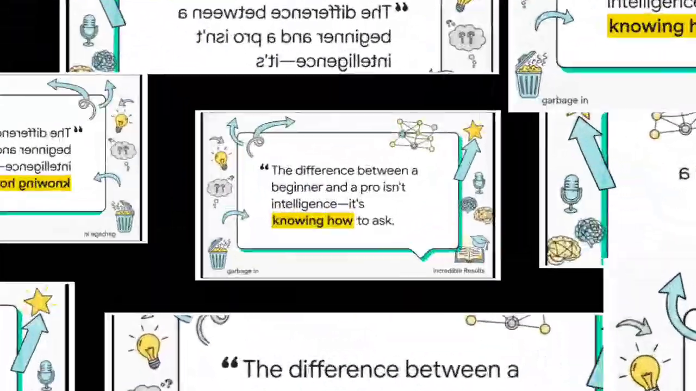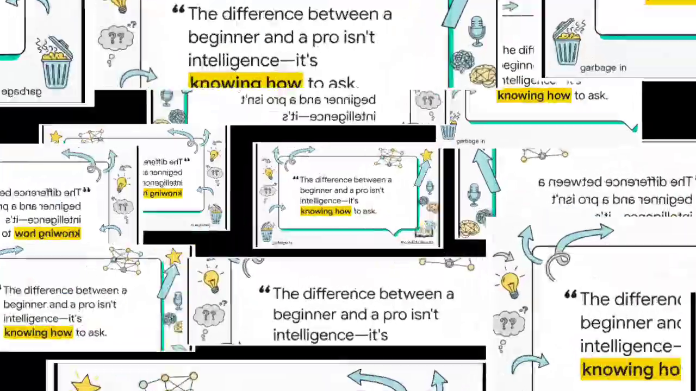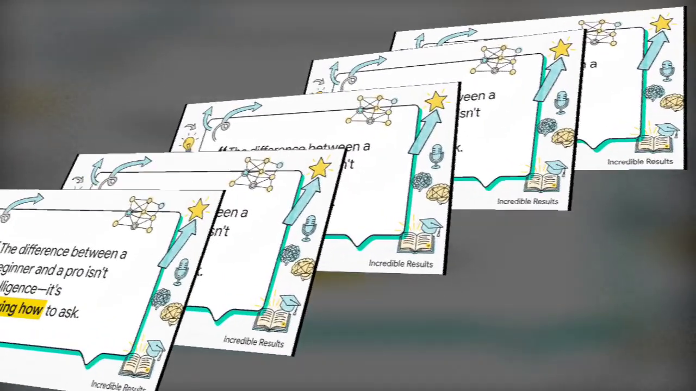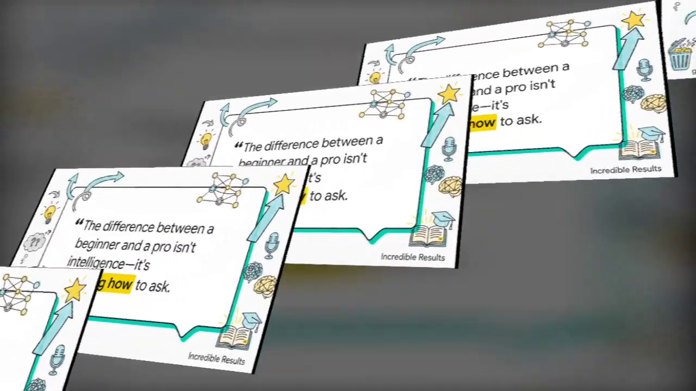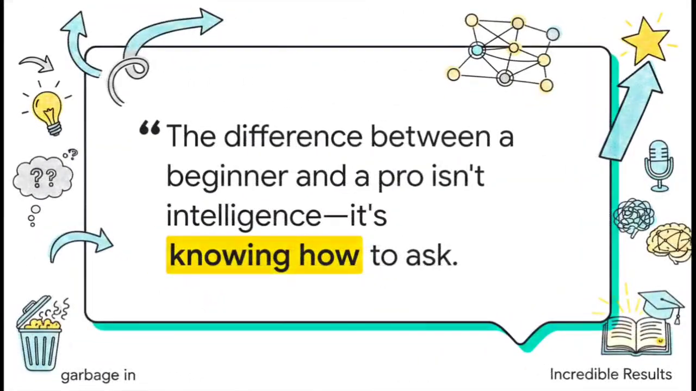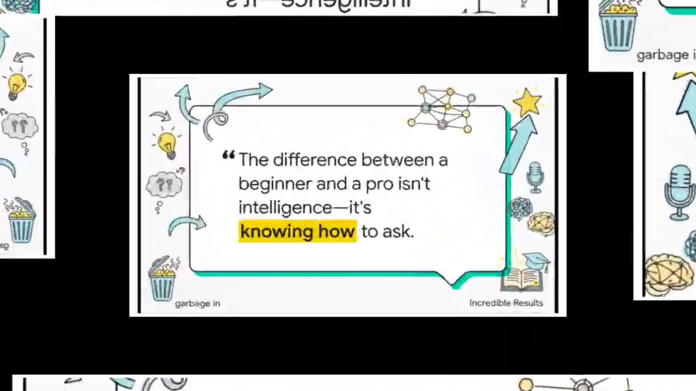And it all really boils down to this one idea. The difference between a beginner and a pro isn't intelligence, it's knowing how to ask. Your success doesn't hinge on how smart the AI itself is. It's literally all about how you structure your prompts. You know the old saying, garbage in, garbage out? Well, master the ask and the results you get will absolutely blow your mind.